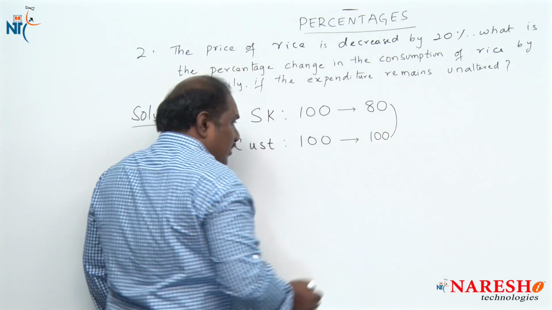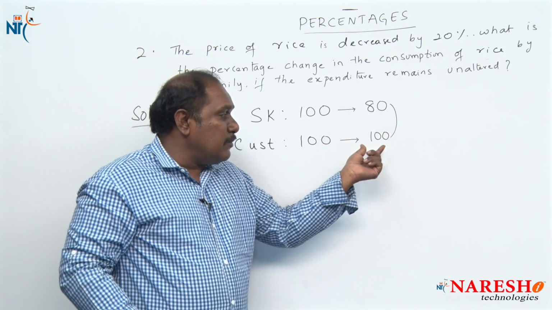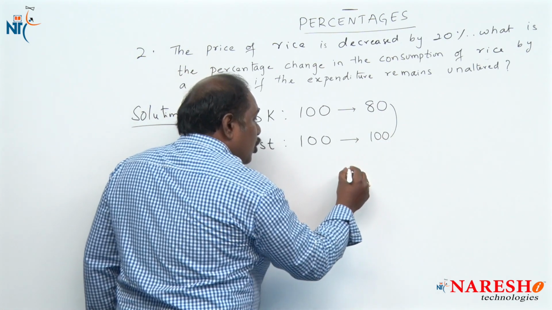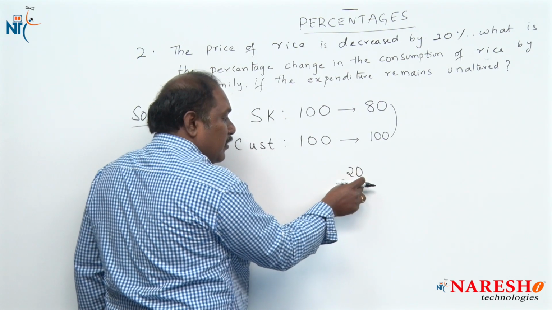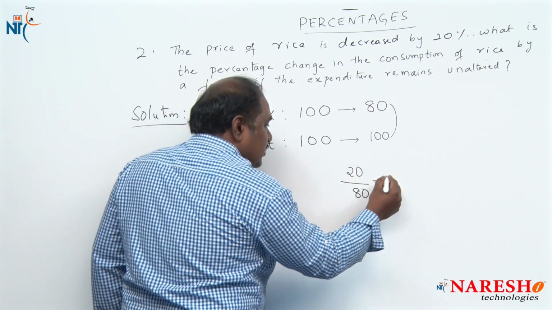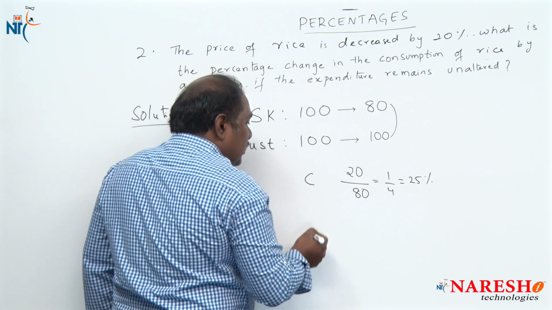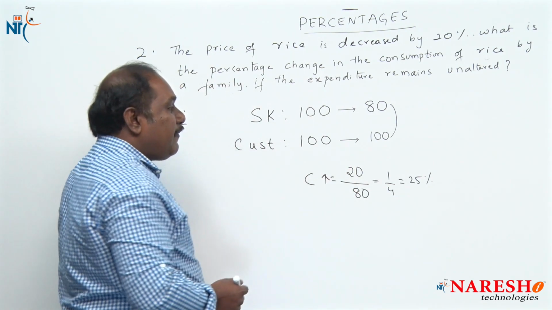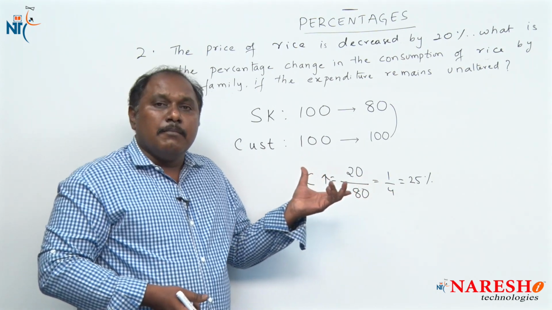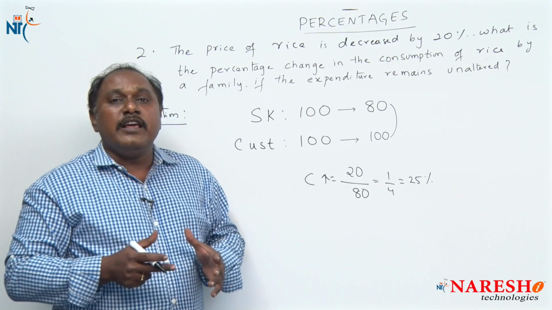So you can clearly see 100 rupees worth of rice is now available for 80. The customer is ready to spend 100. So definitely the customer is able to buy 20 rupees of extra rice from rice worth 80. So 20 by 80 is 1/4, and 1/4 will be 25%. So consumption here increased by 25%. That means he came to buy 100% of rice, but now he will be able to purchase 125% of rice with the same money he wanted to spend.